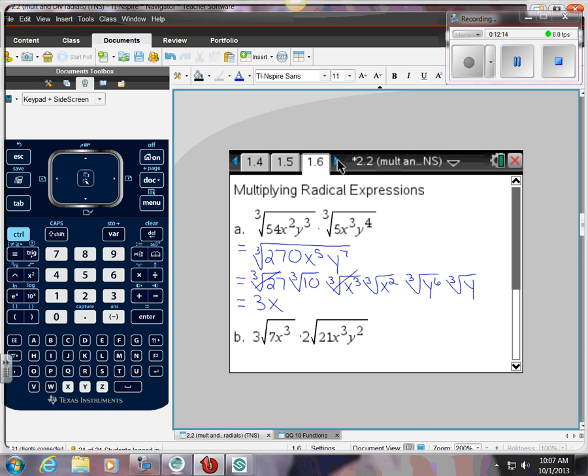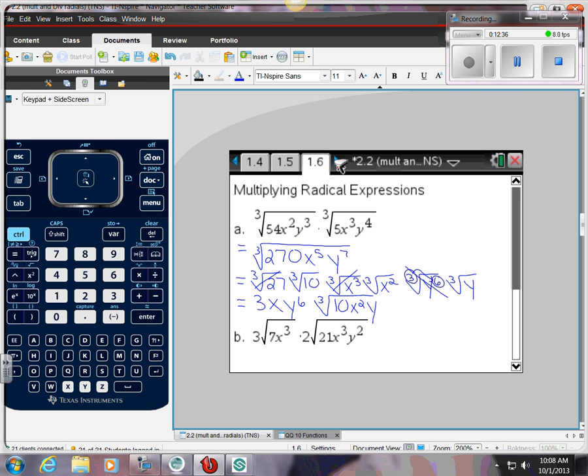Nope. Cube root of y to the 6th? Y squared. Good. Remember, you're dividing this index into the power, right? Cube root of y? Can't. So what do I do with my leftovers? Put them back together. Cube root of 10x squared y. So your answer is 3xy.